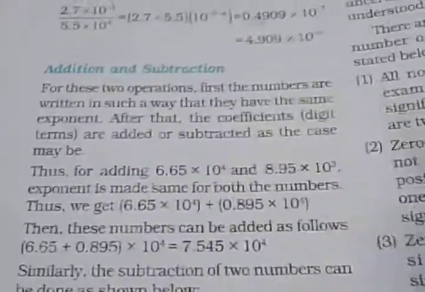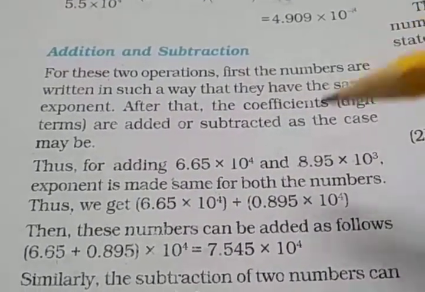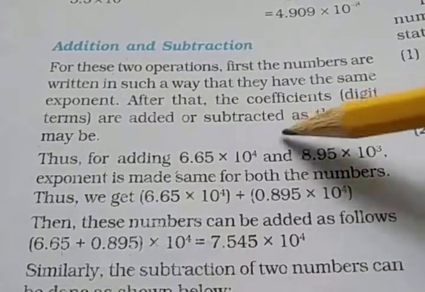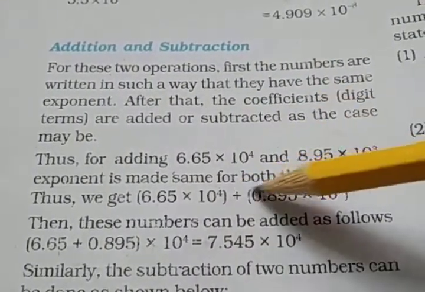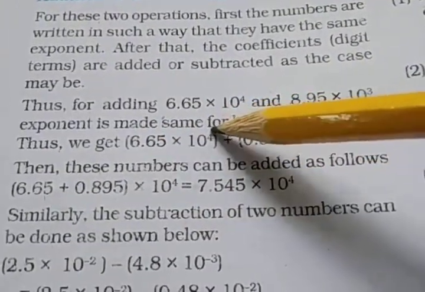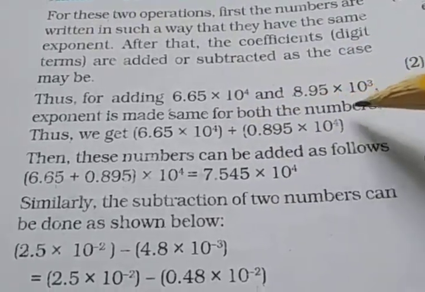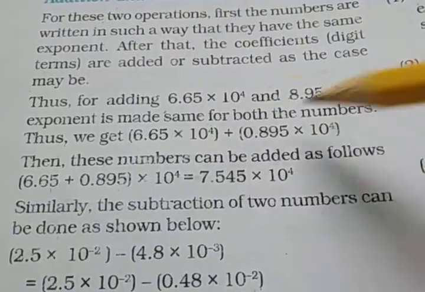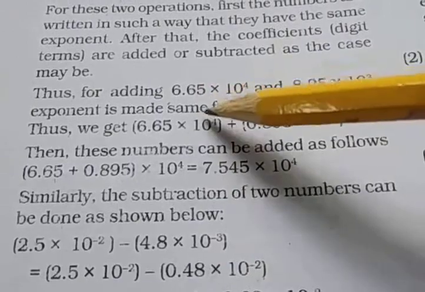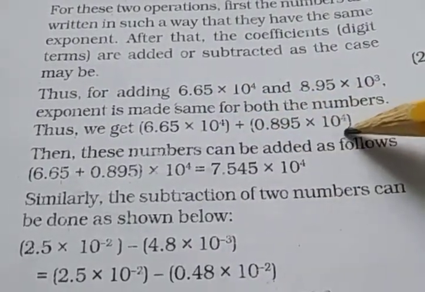Then addition and subtraction. For these two operations, first the numbers are written in such a way that they have the same exponent. Then the coefficient digit terms are added or subtracted, as the case may be. Like this example, for adding 6.65 into 10 raised to power 4 and 8.95 into 10 raised to power 3, the exponent is made same for both the numbers. First we get 6.65 into 10 raised to power 4 plus 0.895 into 10 raised to power 4.